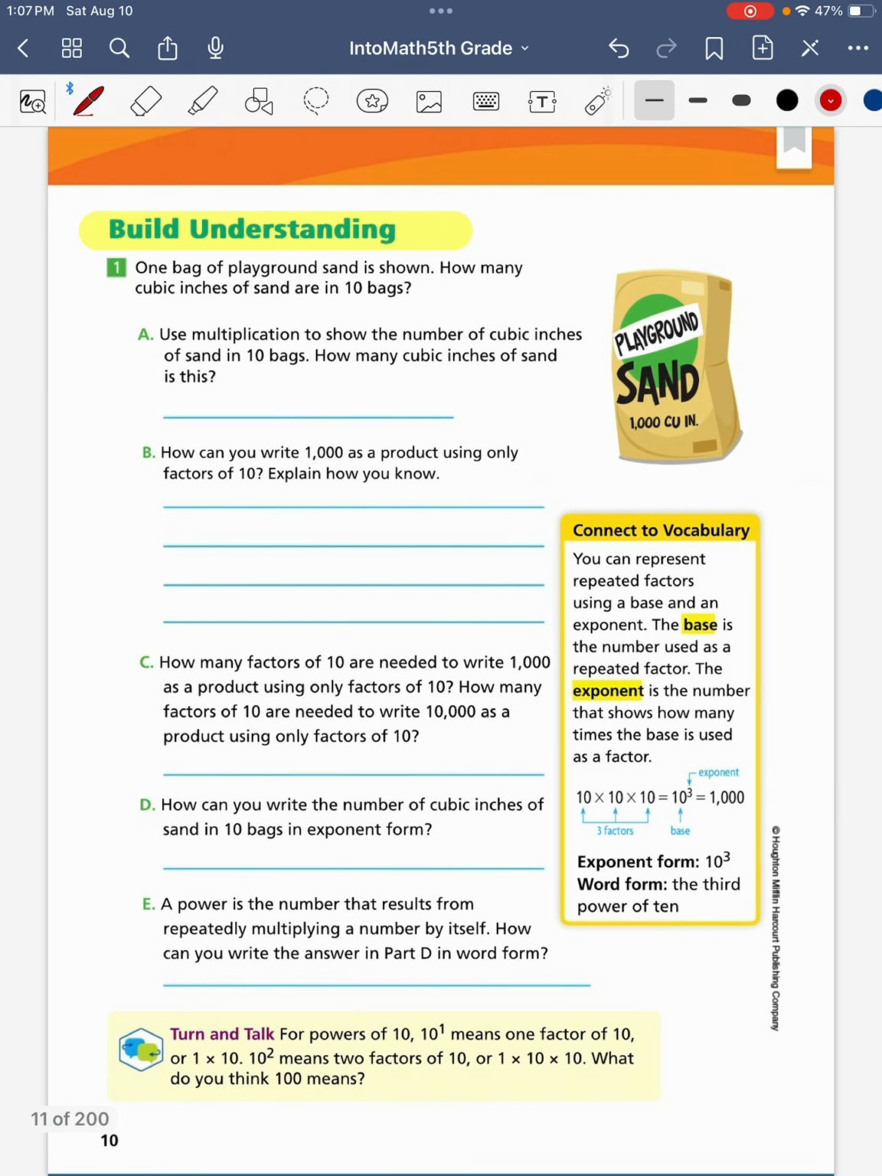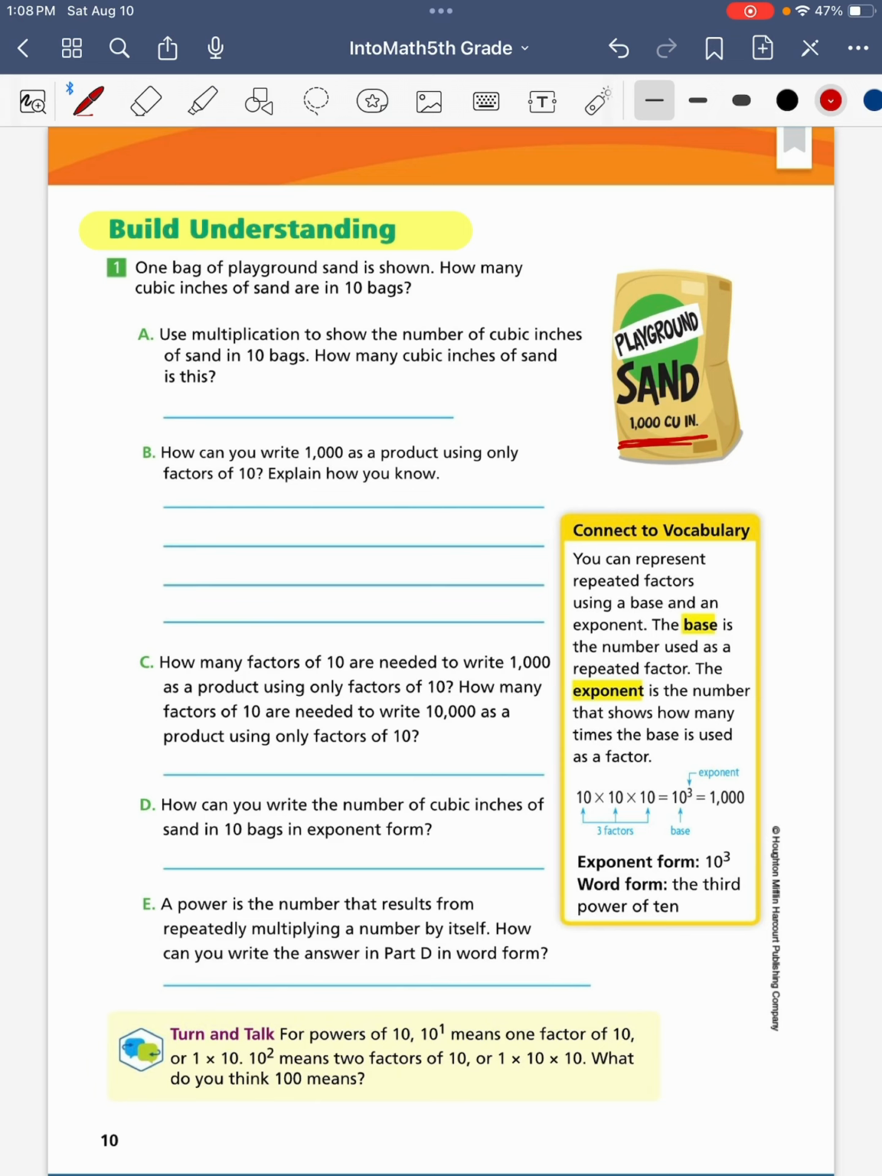Moving on now to page 10, where we are going to be building our understanding with question number 1. Question number 1. One bag of playground sand is shown. How many cubic inches of sand are in 10 bags? So if I look over here, I see that one bag of sand contains 1,000 cubic inches of sand. For problem A, I want to use multiplication to show the number of cubic inches of sand in 10 bags. And how many cubic inches of sand is this?